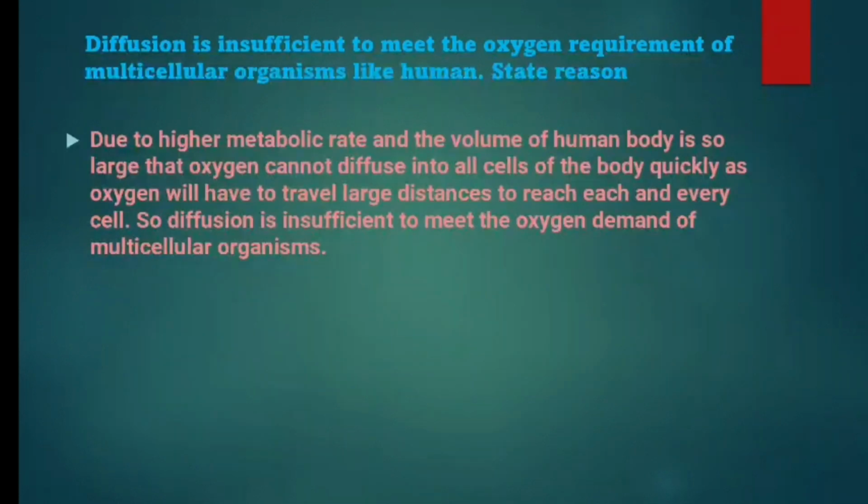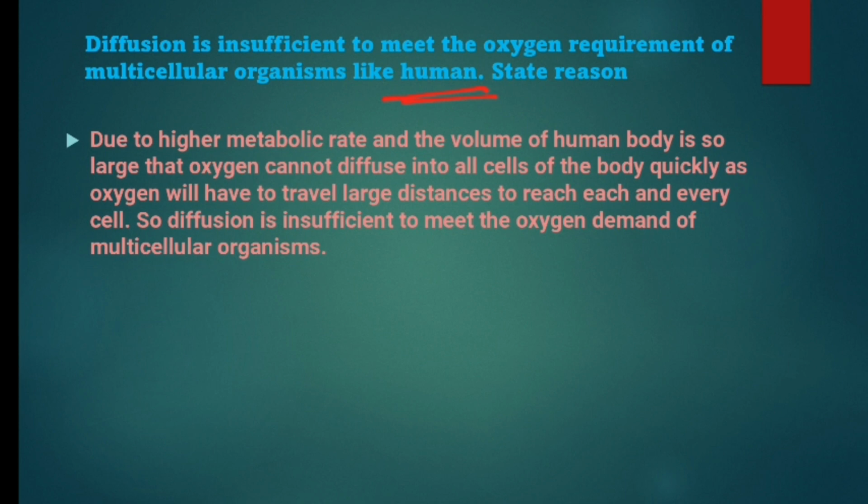Diffusion is insufficient to meet the oxygen requirements of multicellular organisms like humans. State reason. Due to higher metabolic rate and the volume of the human body is so large that oxygen cannot diffuse into all cells of the body quickly, as oxygen will have to travel large distances to reach each and every cell. As you all know, humans are multicellular and the whole body system is so complex, and diffusion is a very slow process.